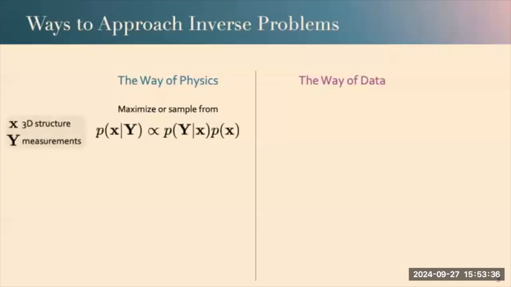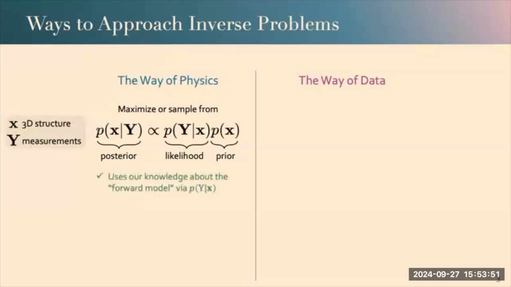In the way of physics, you just try to sample from or maximize a posterior distribution, which you can, using Bayes' rule, decompose as a likelihood and a prior. Now, the idea is that you're going to explicitly define those two expressions, which has different benefits. The first one is that you'll use your knowledge about the forward model, via the way you define the likelihood function. And if you're interested in posterior sampling, you can also have clear uncertainty estimates of your answer.